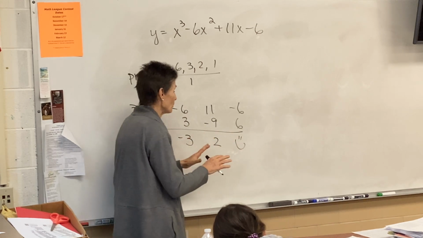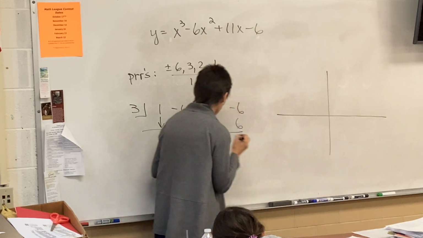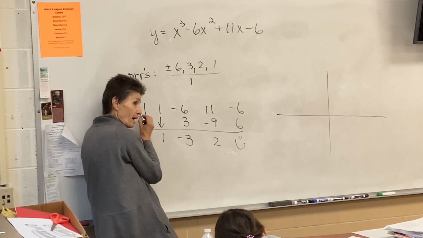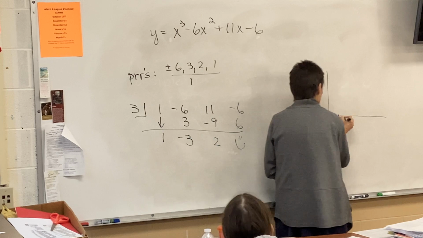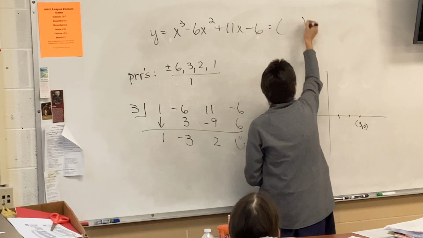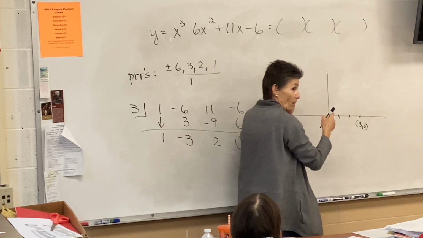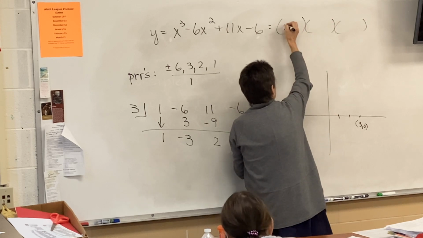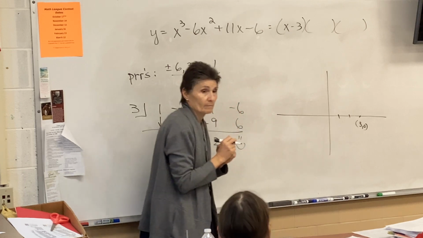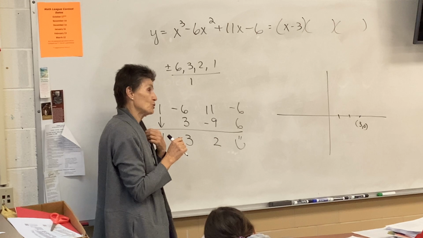Okay, so now what do? Remember, we're graphing. So now we know that since that number divided in, I know that's a dot on my picture, so I'm going to put a 3. And I also know that because this is x cubed, I'm going to have 3 factors to my problem. And one of them is going to be what? X minus 3. Now I've got to get the other 2.